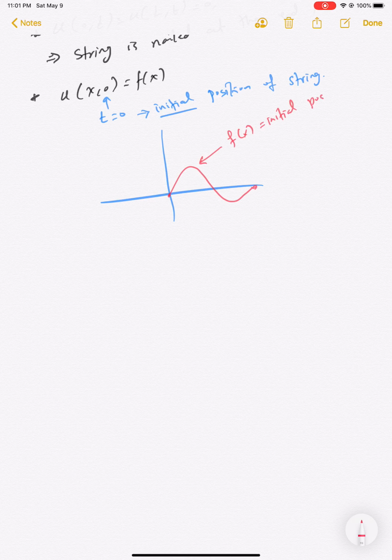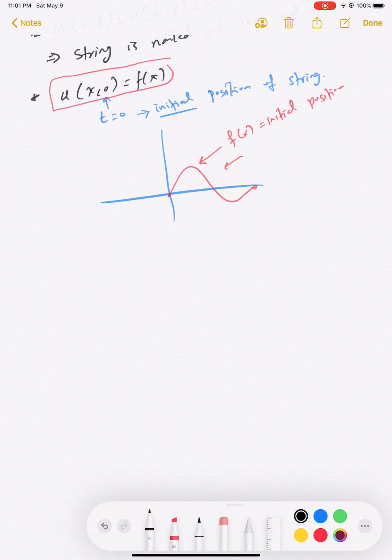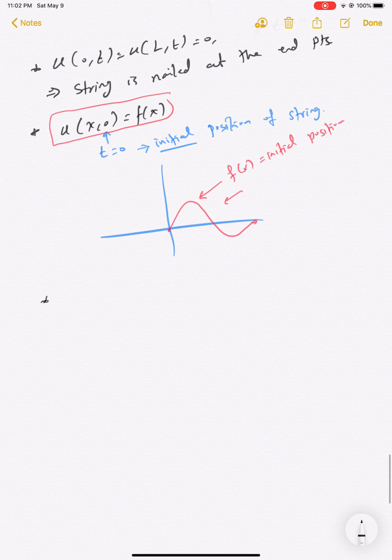So when we say initial, again, it means the moment you started your study. It doesn't mean time 0, literally, because what is the meaning of the time being 0? So again, you started your study. Now you take a screenshot of that string. Now this function here, whatever you get, is the function described by the equation u(x, 0) = f(x). So this is the initial position. Then you have the other condition, u_t(x, 0) = g(x).